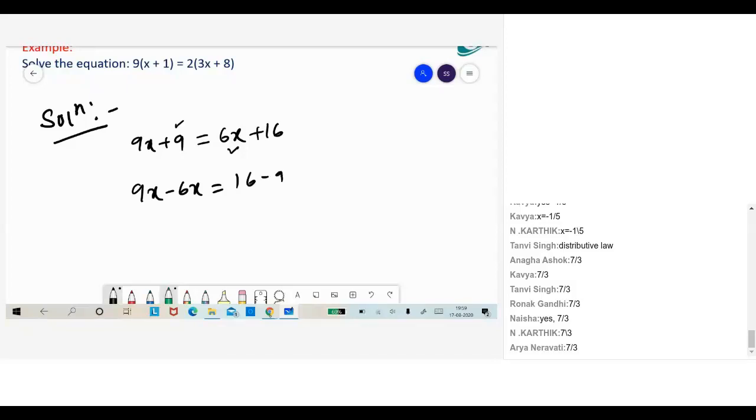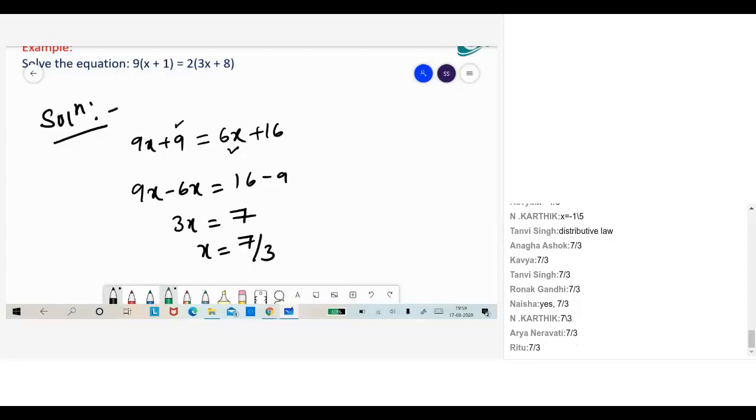3x is equal to 7. 3x is equal to 16 minus 9, which is 7. So obviously x is 7 by 3. Or you can convert this into a mixed fraction also. Not required. Let it be.